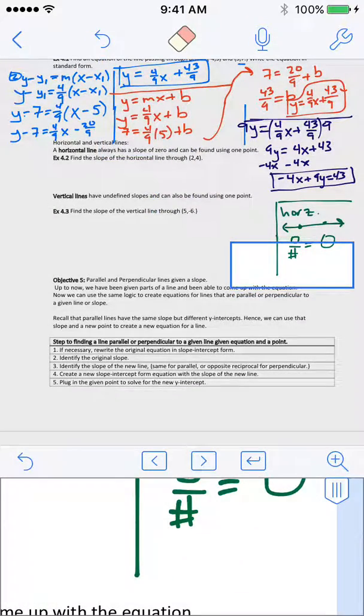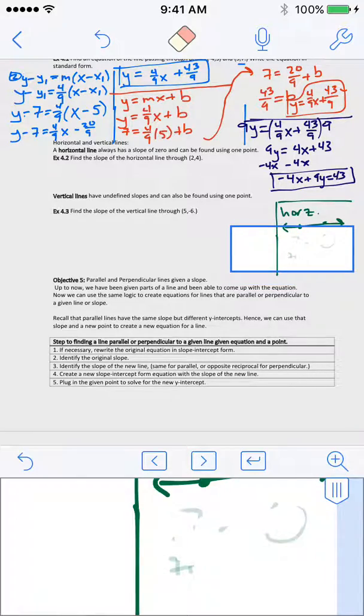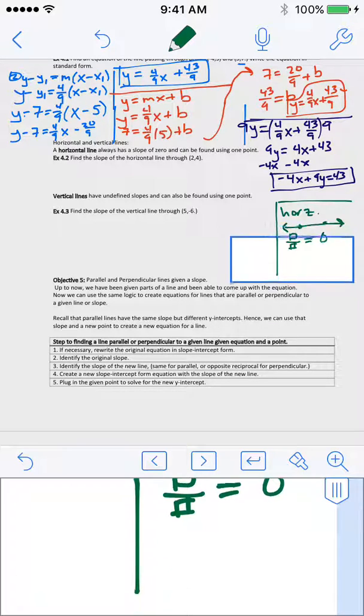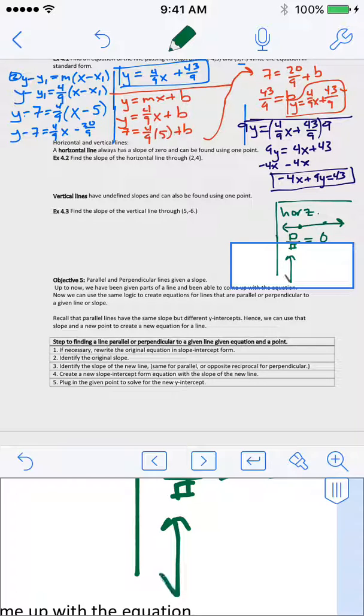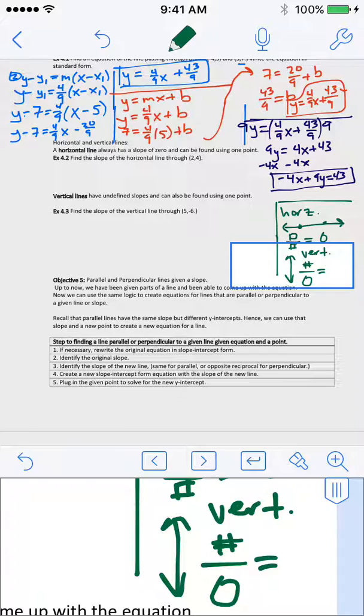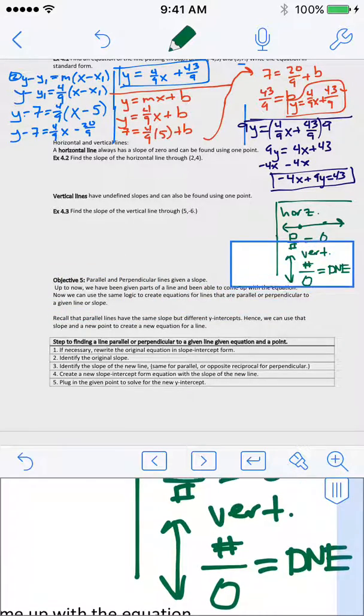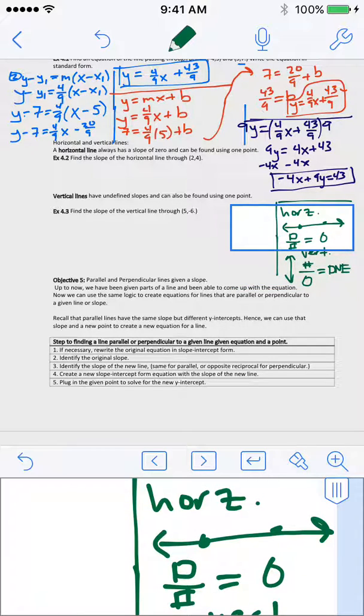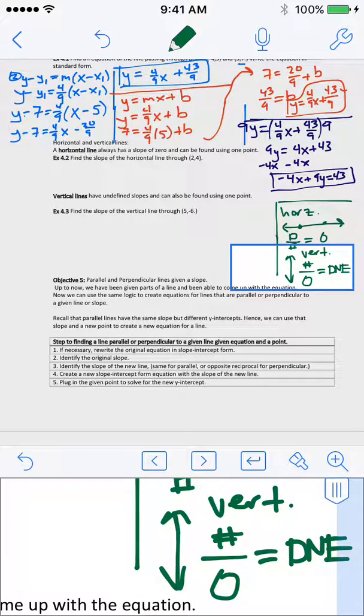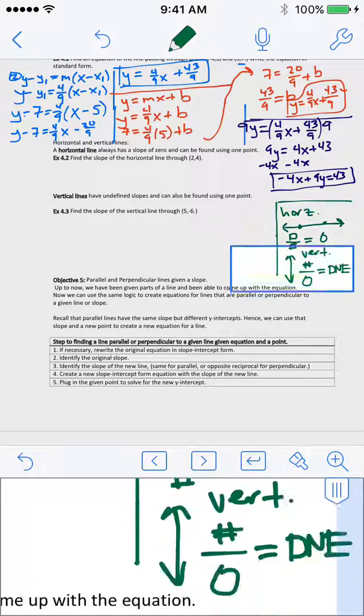sorry guys, I'm going to rewrite that because that was really big, and I want to save some room for the vertical line. So 0 over run equals 0. All right, so the vertical line goes up and down, right? That's the vertical line. And since that goes all rise over no run, well, you can't divide by 0, so that slope does not exist, right? That's what that slope means. So horizontal, slope of 0. Vertical, slope does not exist, right? All right, cool. That should have been review.